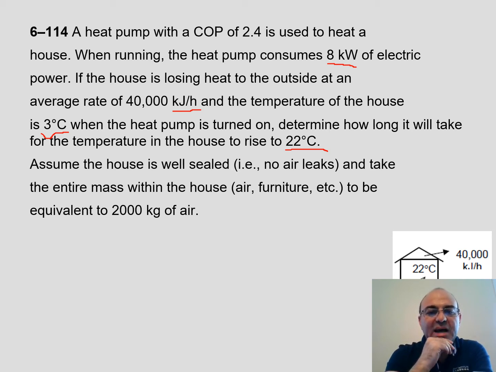So assume the house is well sealed, it is not well insulated, because we do have heat loss, but it is well sealed, so there are no air leaks. So air cannot leak, but heat can leak. And take the entire mass within the house, the air, furniture, etc., mostly like air, to be equivalent to 2,000 kilograms of air. Okay, so the equivalent mass is 2,000 kilograms of air.